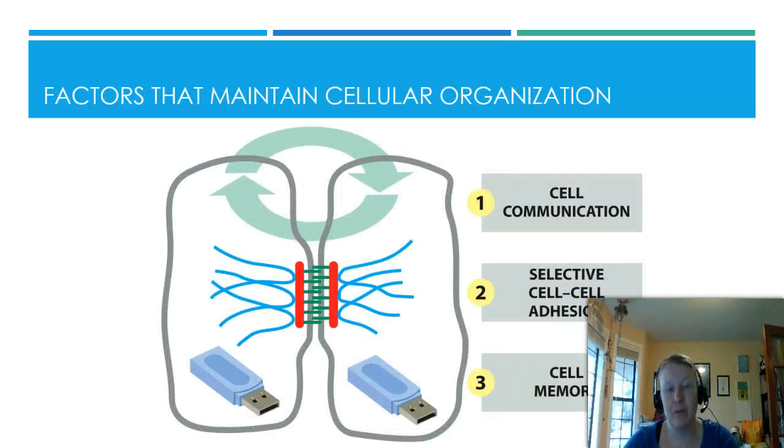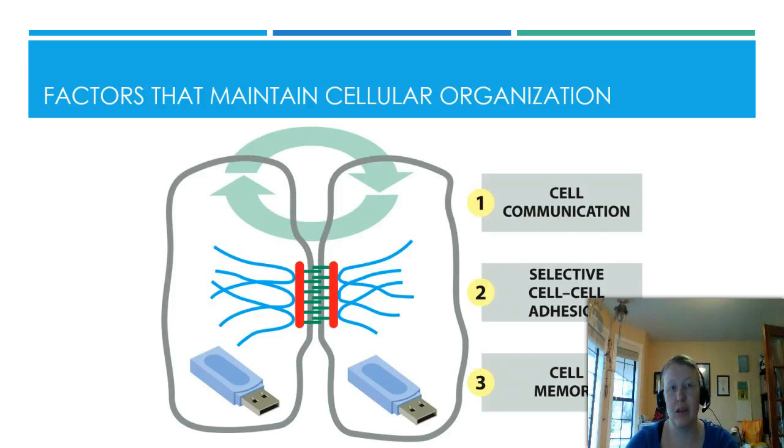So tissue has to be renewed, and we're going to talk about how that happens here in a second. As these cells die through apoptosis and other things, we have to replace them. And how do we maintain the cellular organization and the function of these tissues? Well, there's three main things that are used to help maintain the cellular organization of these tissues.